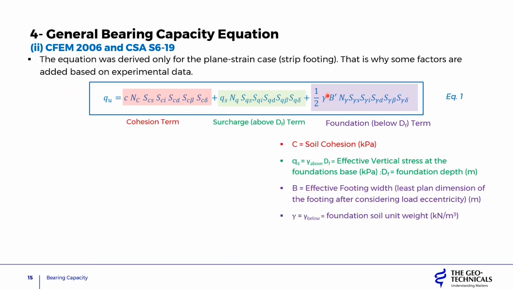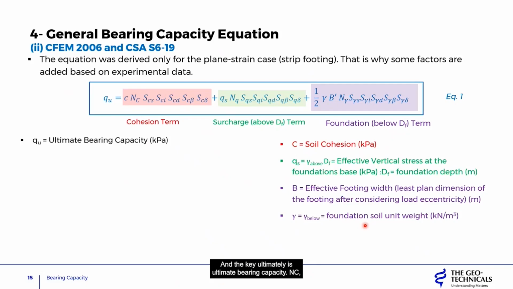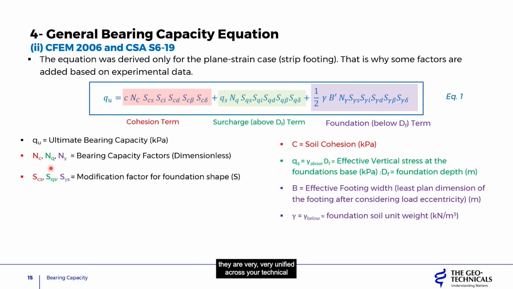Gamma over here, that's gamma below, the soil below the foundation level, or we call it the foundation soil. It's the unit weight, so it's kilonewton per meter cubed. And Q ultimate is the ultimate bearing capacity. NC, we have some factors now. NC, NQ, and N gamma are the bearing capacity factors. They are a straightforward relation between the friction angle and these factors. We will notice that N gamma changes from one equation to another, but we'll see that in detail later. But NC and NQ are very unified across geotechnical engineering studies.